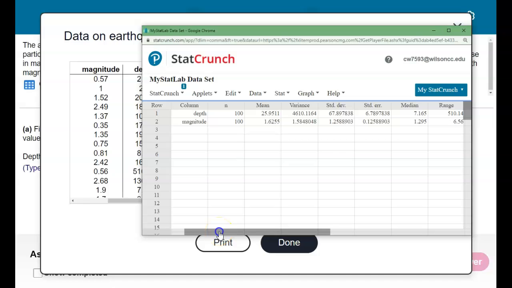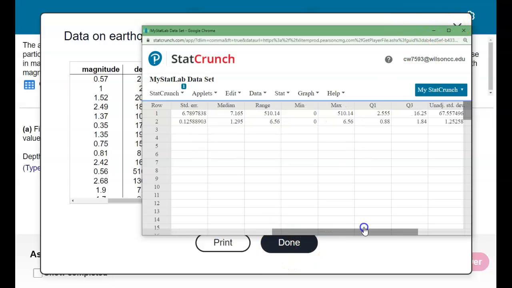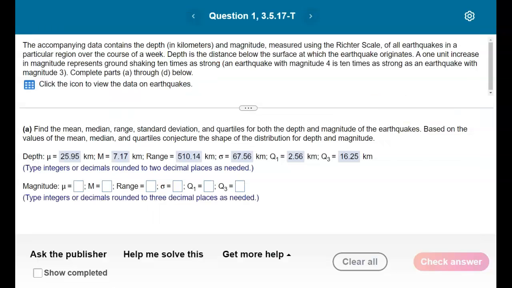Again, the only thing I noticed earlier, like depth is the first one that you're asked for, I would not want to use this standard deviation because if I go back to the problem, it uses sigma, which is a shorthand for population standard deviation. So I'd rather put this one in. So I'm going to pause the video and input those values. All right, so I've typed in these values, rounded to 2 decimal places as I need to.